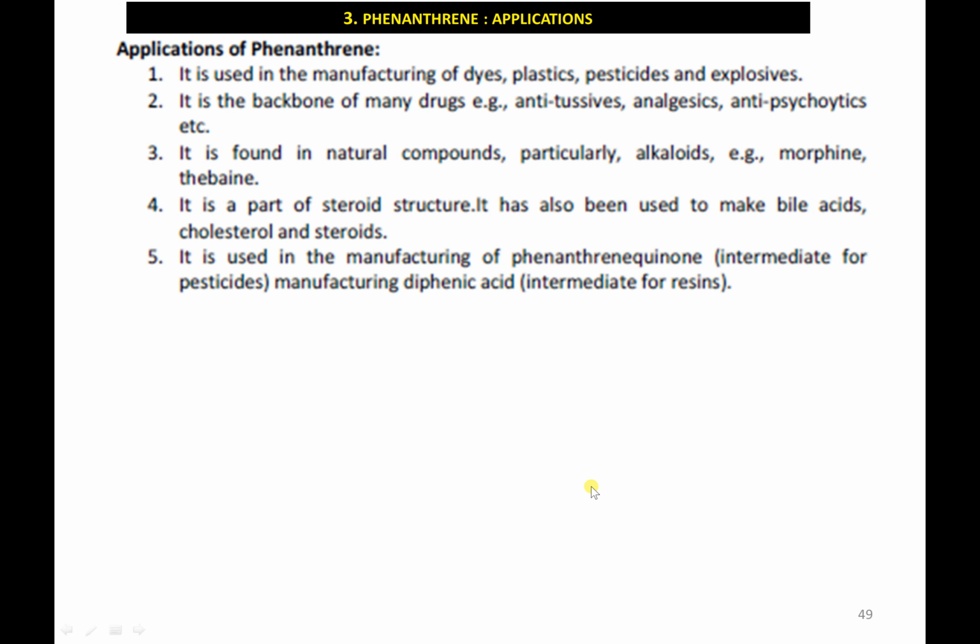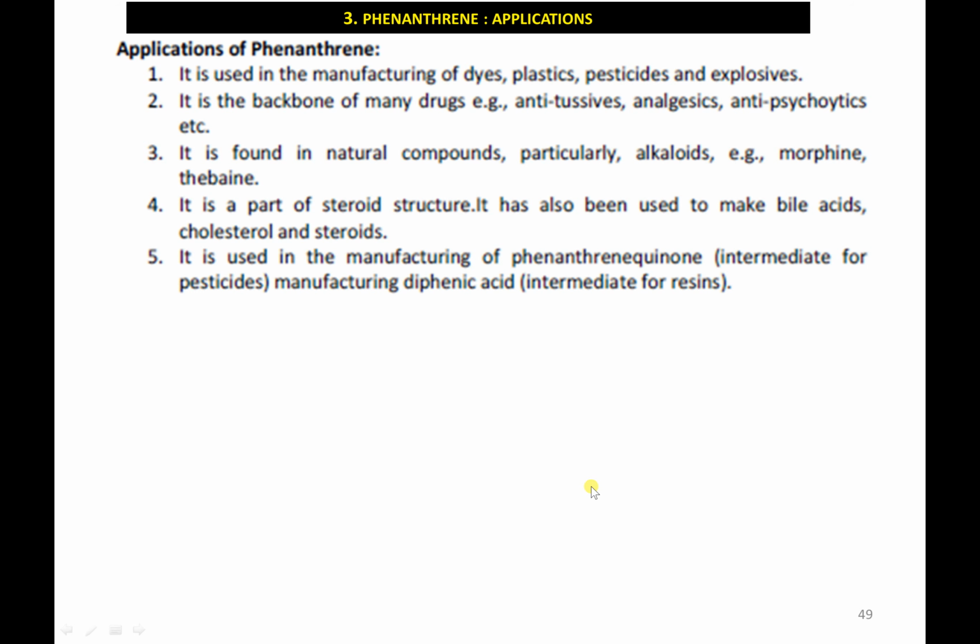Applications of phenanthrene: it is used in the manufacturing of dyes, plastics, pesticides, and explosives. It is a backbone for many drugs, antitussives, analgesics, antipsychotics. It's found in natural compounds, particularly alkaloids like morphine and thebaine. It is part of the steroidal skeleton. Rather, steroids have a skeleton called cyclopentane perhydrophenanthrene, a reduced phenanthrene fused with a cyclopentane ring system. So it is a tetracyclic ring system.